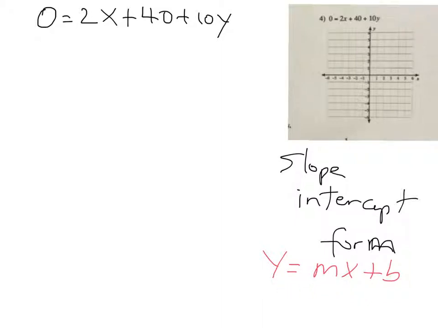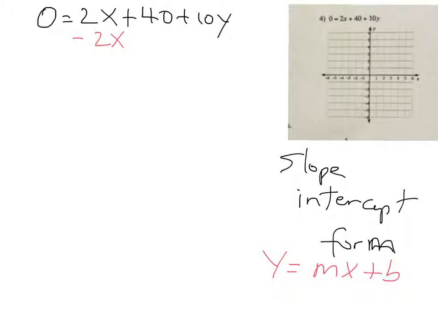So I need to leave the y by itself. I have to cancel whatever's with the y. The first thing you cancel is the 2x and the 40. That 10 is multiplying the y, so that's your last step. You have to divide at the end. So let's start by canceling the 2x.